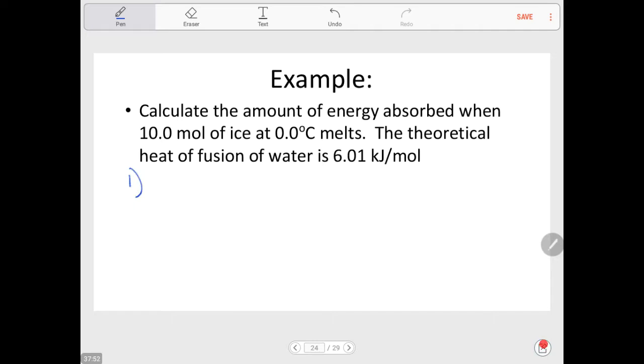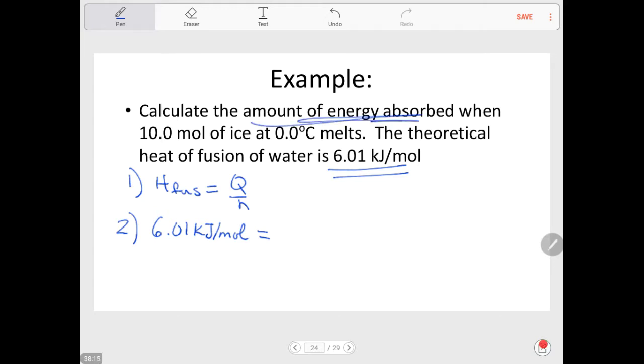So here is your formula, everyone. Heat of fusion is equal to Q over N. Really easy. You see this 6.01? That's your H of fusion. Nice and easy. Just put that value right there, kilojoules per mole. Okay? Now, calculate the amount of energy. Energy is your Q. It's always your Q. Put it right there. Now, how many moles do we have? N is moles. Well, in the question they tell you, you have 10.0 moles.